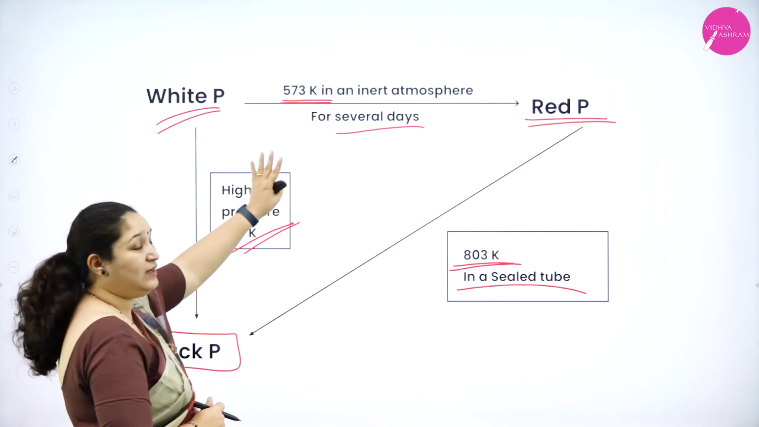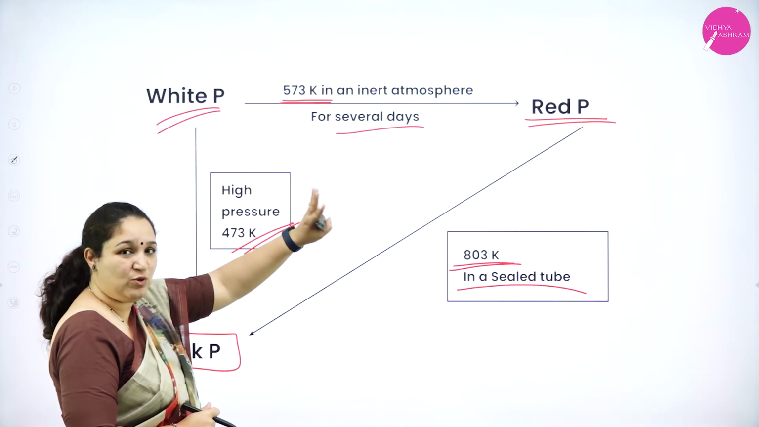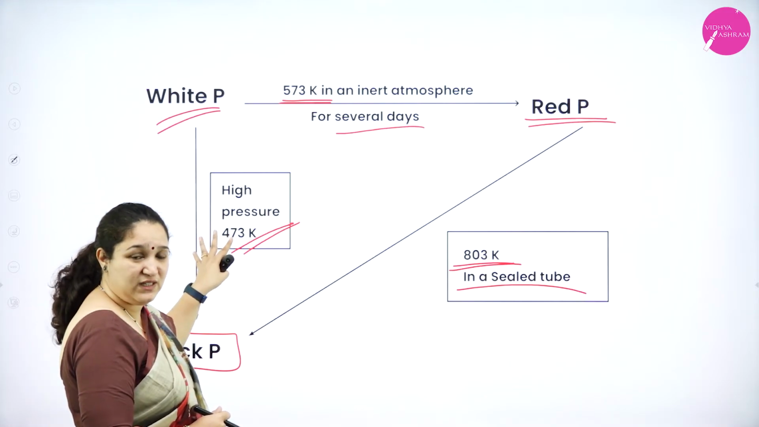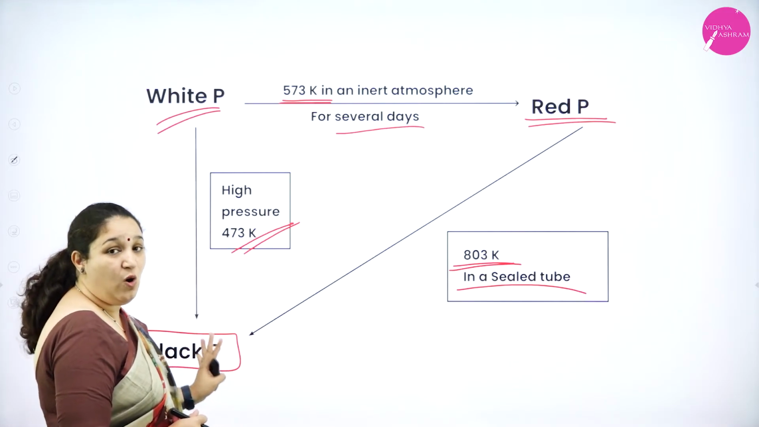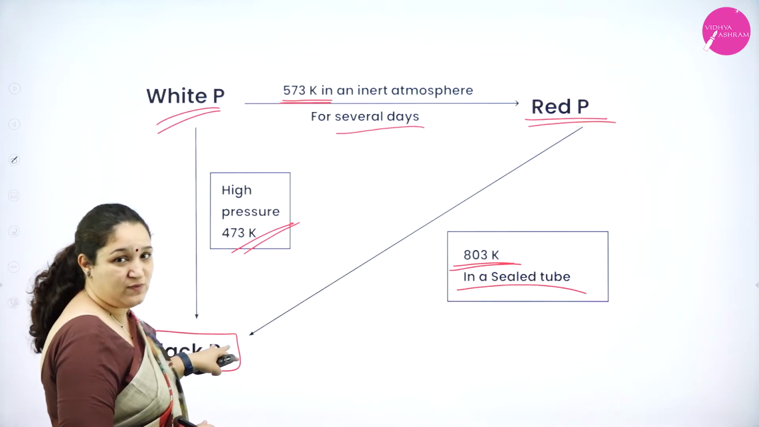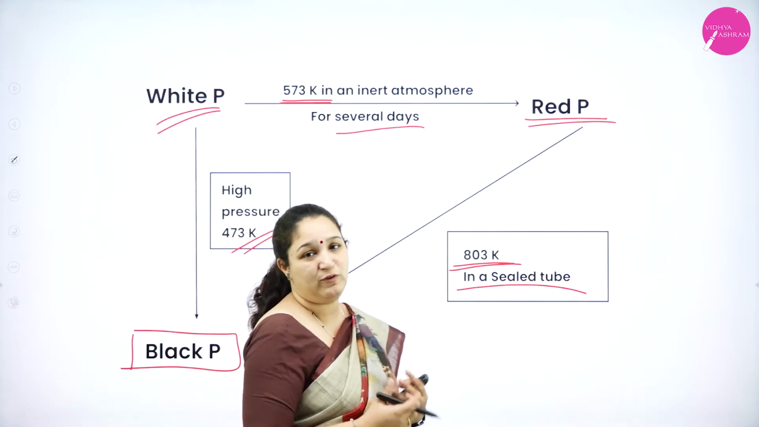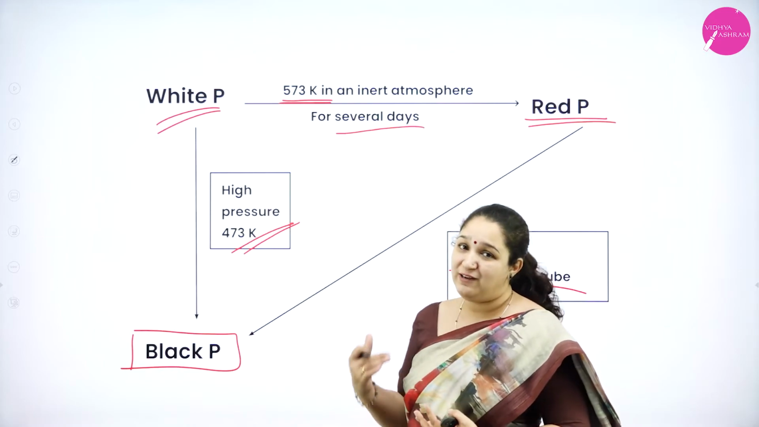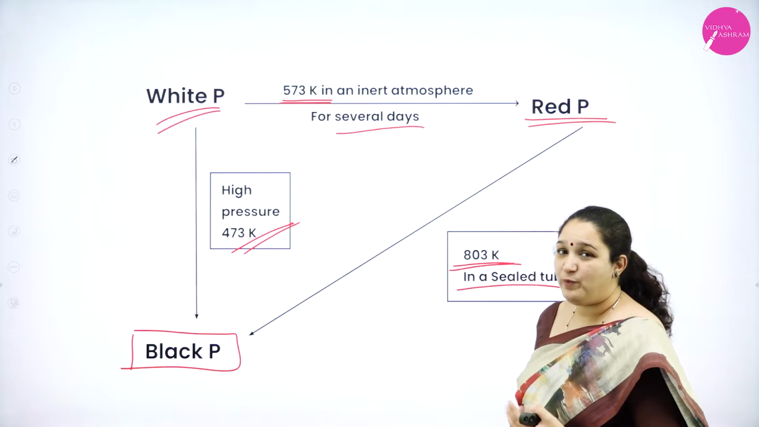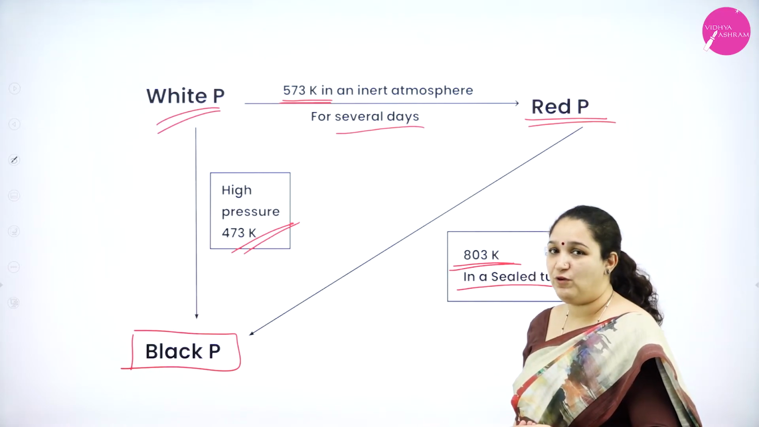White phosphorus, if you heat it at 573 Kelvin for several days, gives red phosphorus. Or if you heat it at high pressure and 473 Kelvin, we can get black phosphorus. Also, red phosphorus can be used to prepare black phosphorus. That is, at 803 Kelvin in a sealed tube, if you are continuously heating, then red phosphorus gets converted to black phosphorus. So I hope you understood the interconversion between one form and the other.